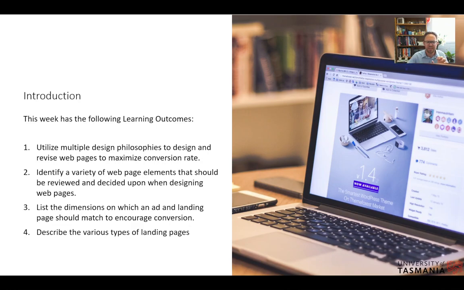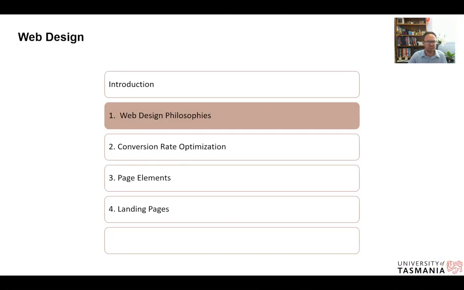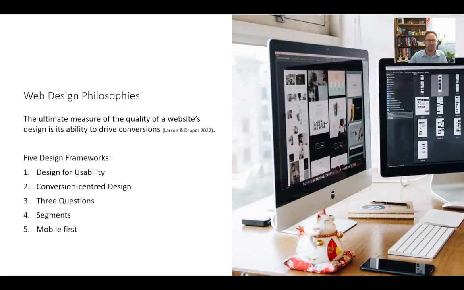Number 3 is list the different dimensions of which an advertisement and a landing page should be able to match to encourage conversion rates. And number 4, describe the various types of landing pages, what they are and what we use them for. So that's the intended learning outcome. So we're going to start with the different web design philosophies.